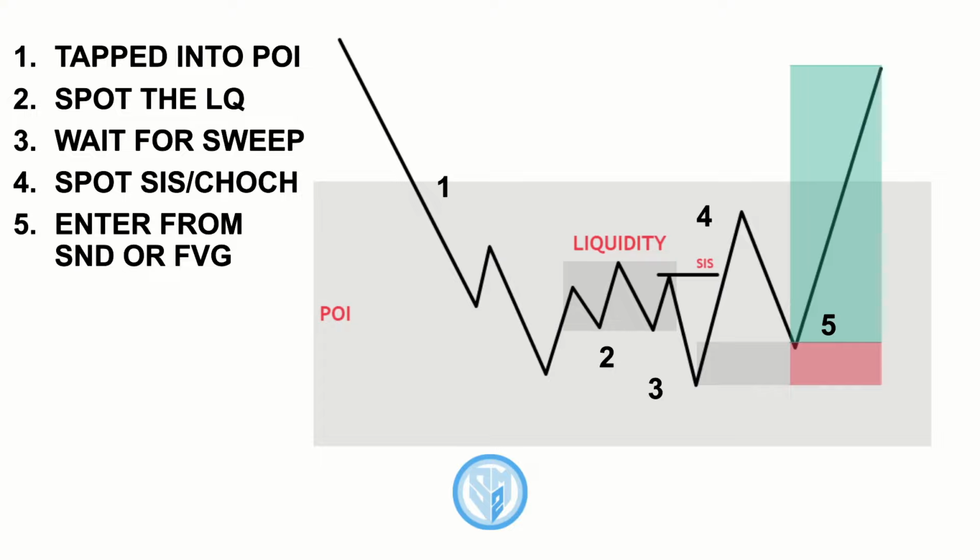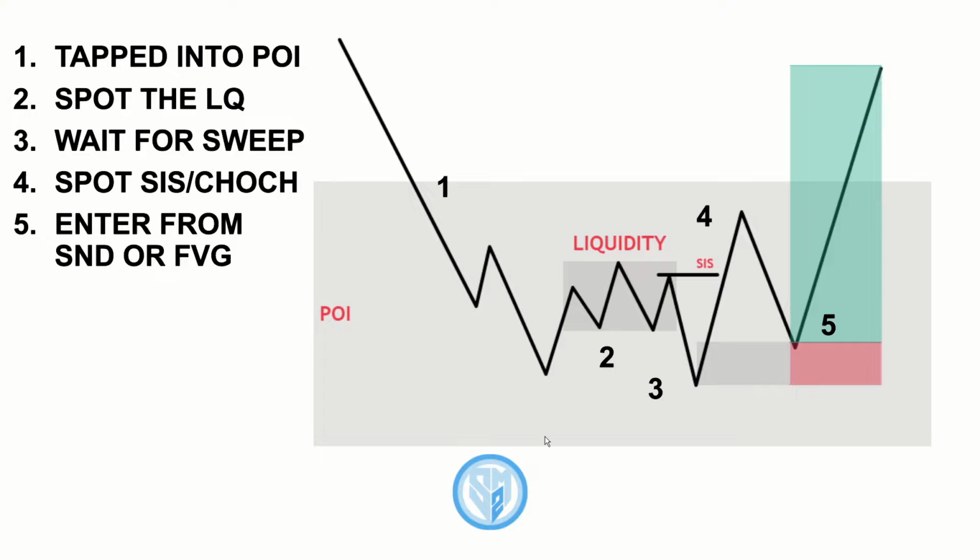So the first thing you need to do is obviously identify your POI from the higher time frame. This can be a fair value gap, this can be an order block, or any other sort of point of interest that you look at on the higher time frame that you identify. And that's going to be your first sort of pre-step.